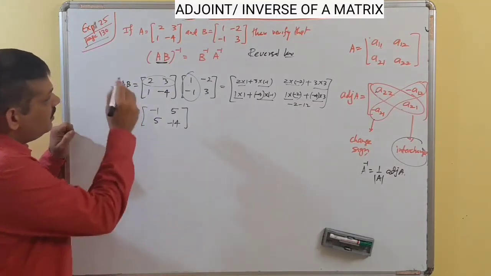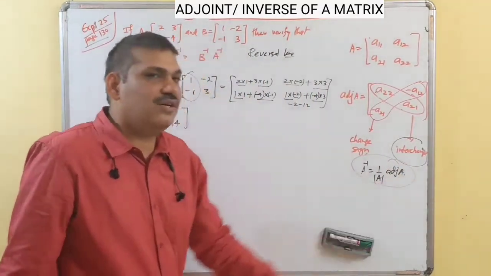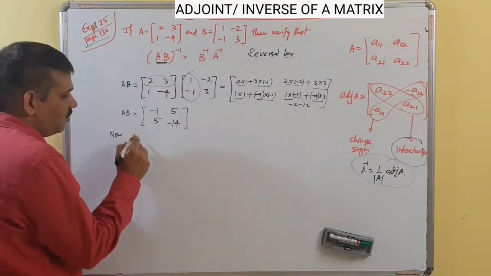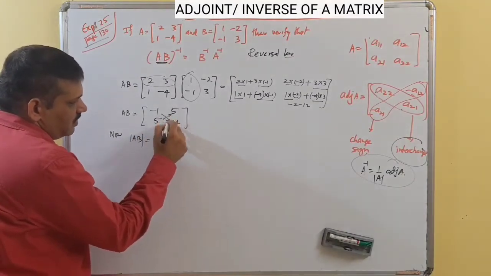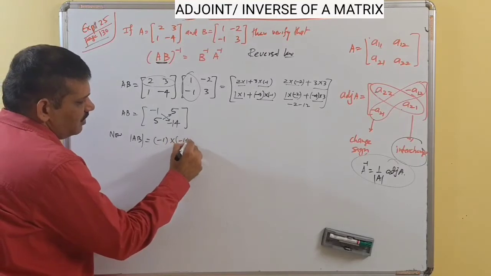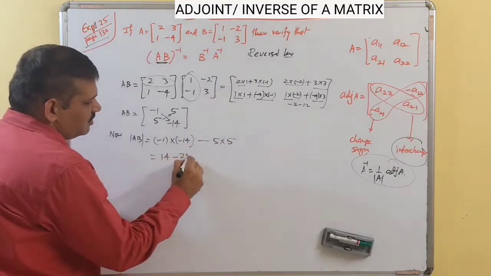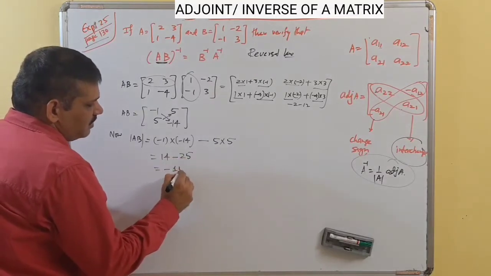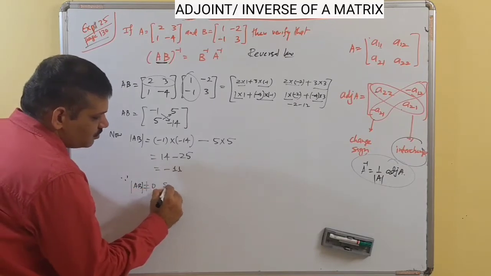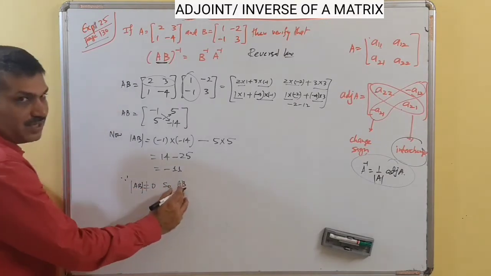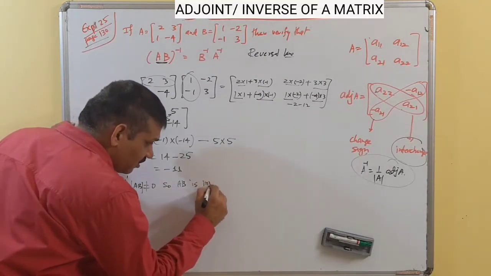Now we have to find the inverse, and the inverse is simply 1 upon the determinant of that matrix times the adjoint of A. So first of all we will find the determinant of AB. The determinant of AB is this into this minus this into this, that is minus 1 into minus 14 minus 5 into 5. This is plus 14 minus 25, that is minus 11. Since the determinant of AB is not equal to 0, the matrix AB, we can name it C, is invertible.